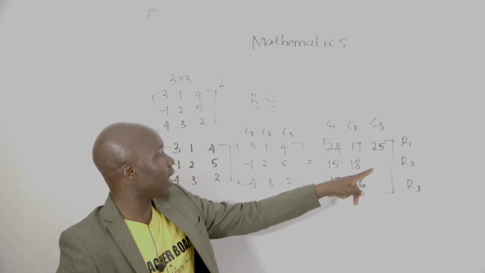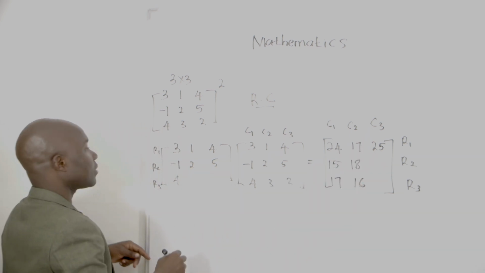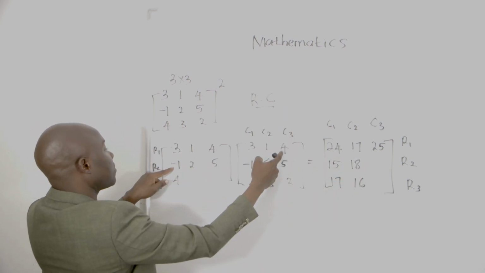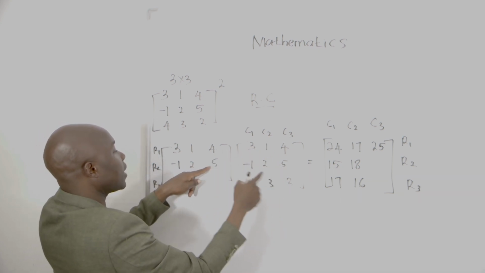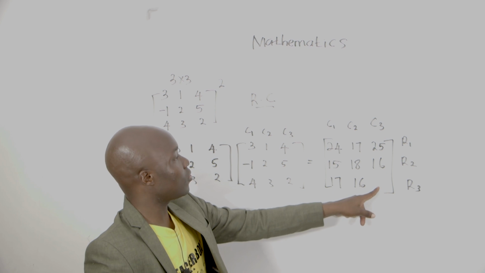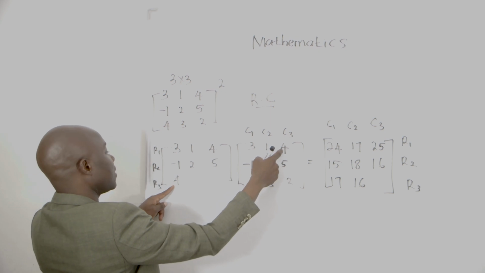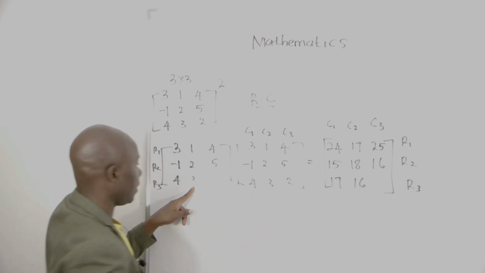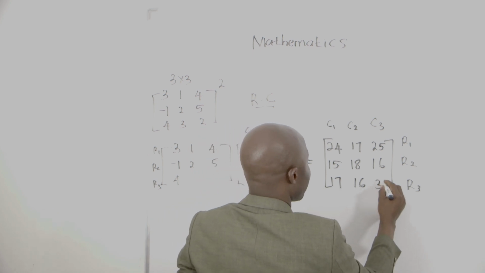Then now we want to get at this point, which is row 2 but column 3. So I'll come here to get this. I'll take my row 2 but column 3. So negative 1 times 4 is negative 4. Negative 4 plus 10 is 6. 6 plus 10 is 16. Then here is row 3, column 3. So I'll deal with the row 3 and column 3. So 4 times 4 is 16. 16 plus 15 is 31. 31 plus 4 we get 35.